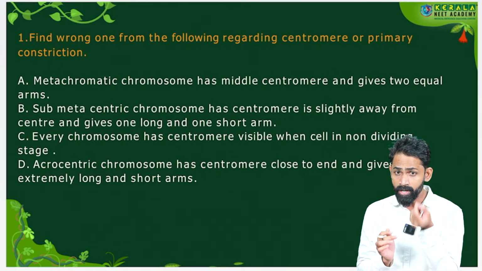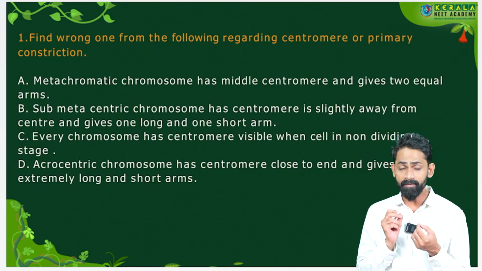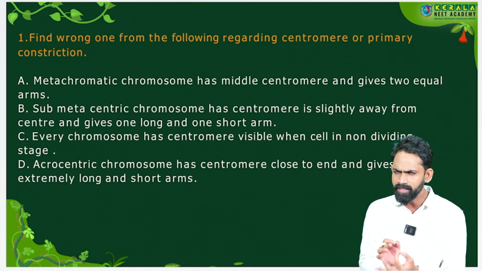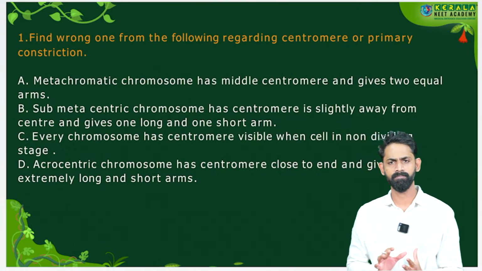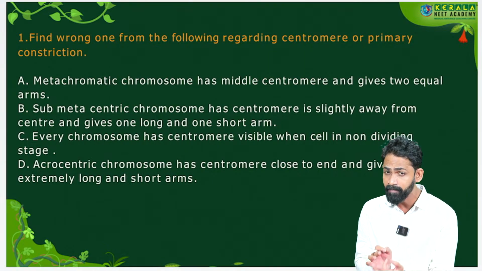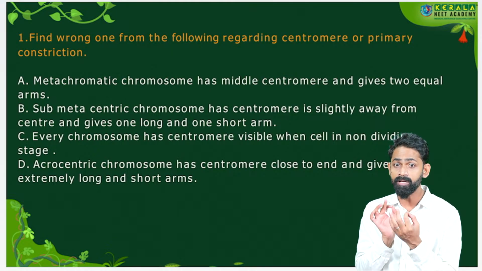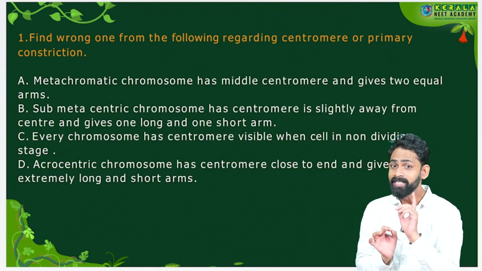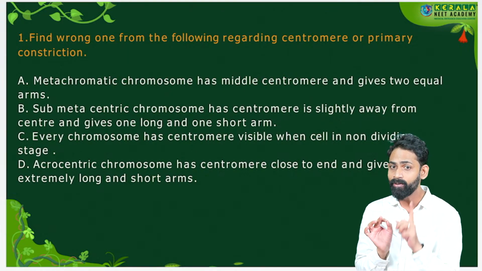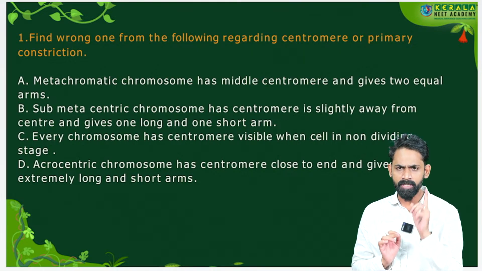The next one is what you may miss when you are seeing the third option. Before that, one clarity: primary constriction is associated with every chromosome. You need to understand that primary constriction or centromere is associated with every chromosome, but secondary constriction is associated with only some of the chromosomes. Those are called satellite chromosomes. That is why. Now I am reading option C.